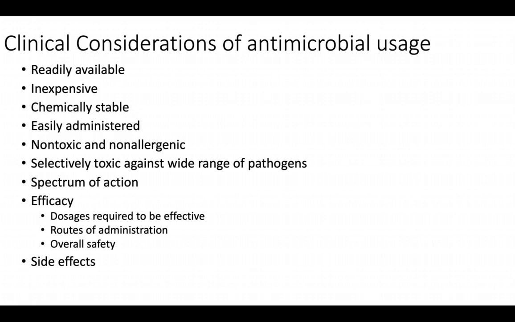Much like we saw for disinfectants and antiseptics, there's a list of things that are probably pretty straightforward in regards to what we should consider. So readily available, inexpensive and stable, easily administered, selectively toxic. We use that term so it doesn't harm humans, but it does impact those microbes that might be making us sick. So those are all pretty straightforward. These last several we're going to talk about in more detail. So spectrum of action is described on the next slide.